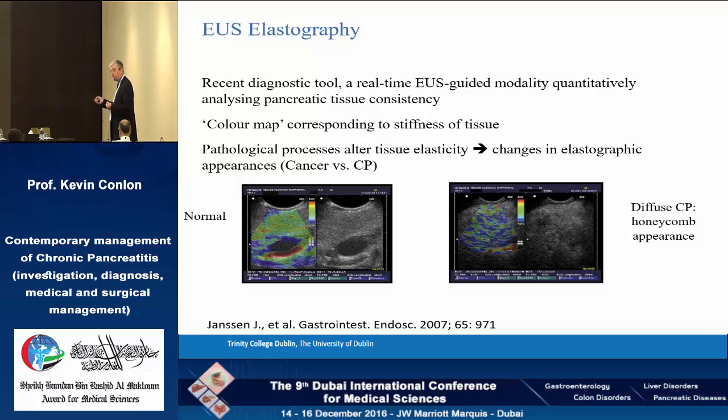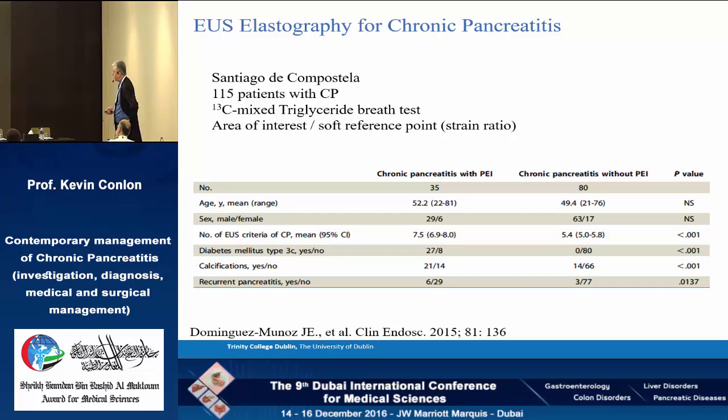So this is a normal picture. This is an abnormal picture, and you get this diffuse honeycomb appearance. You can get a color map corresponding to the stiffness of the tissue, and if you do that, you can have a relatively good approximation of functionality. The group that's done most of this work is under Juan Dominguez Munoz in Santiago de Compostela, which is in the western part of Spain, in Galicia.